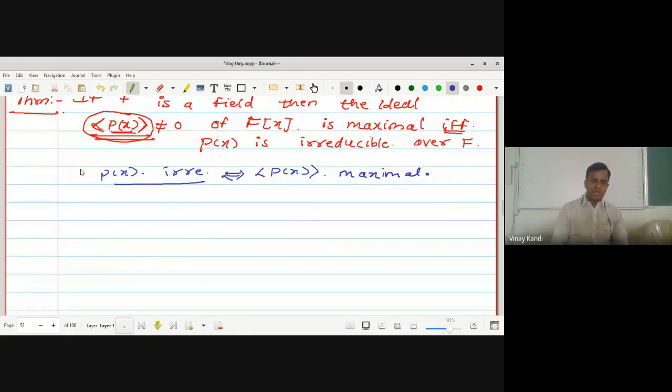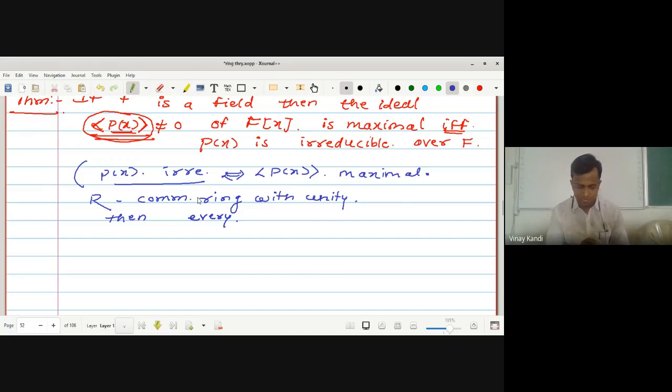In a commutative ring R. Okay, suppose R is a commutative ring with unity, then every maximal ideal, every maximal ideal is a prime ideal.